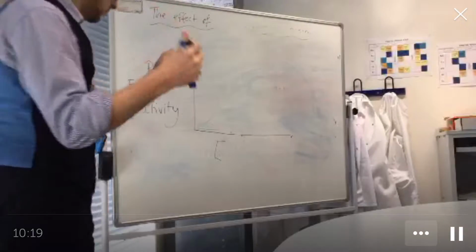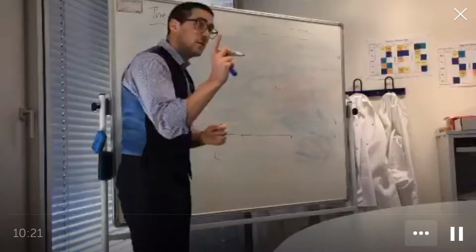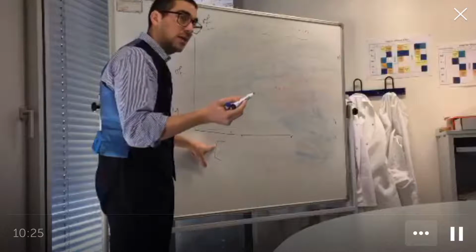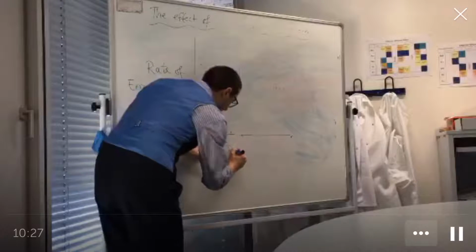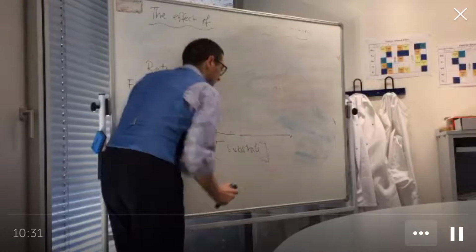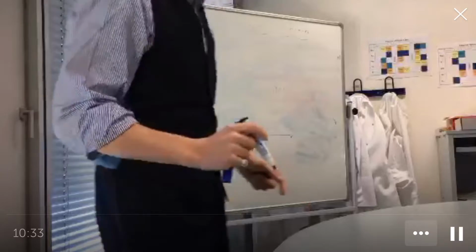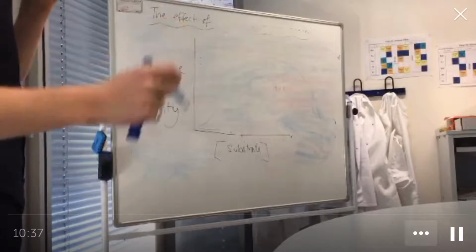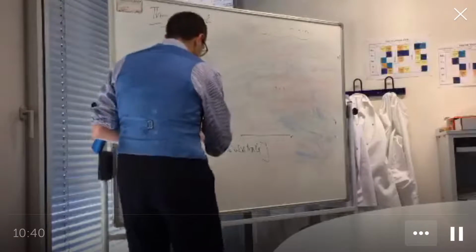Okay, and we can represent concentration with square brackets. It's just a shorthand, it means concentration. So if I write substrate and put it in square brackets, that just means substrate concentration. You might see me do that sometimes. Okay, it's just sort of a shorthand.